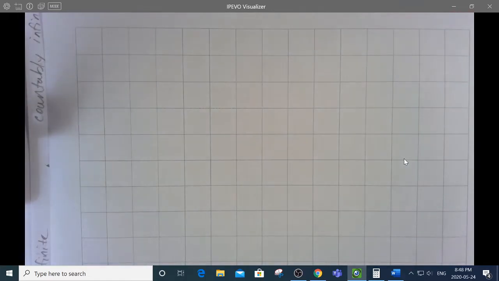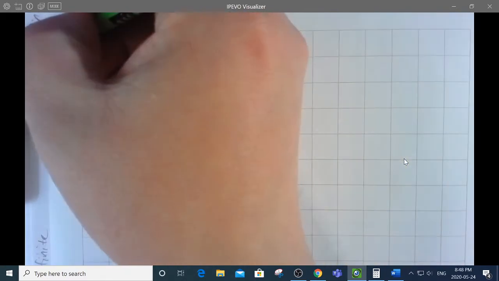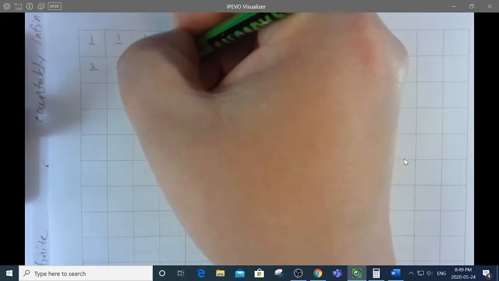Now, I'm going to put down the fractions in a very, very specific way. My numerators will be 1 and 1 and 1. This row, the numerator will always be 1. In this row, the numerator will always be 2. In this row, the numerator will always be 3.